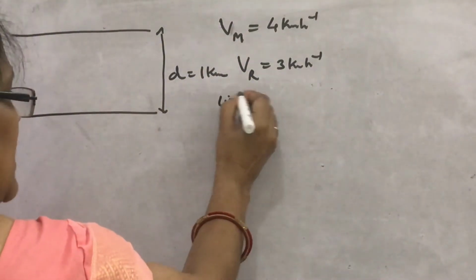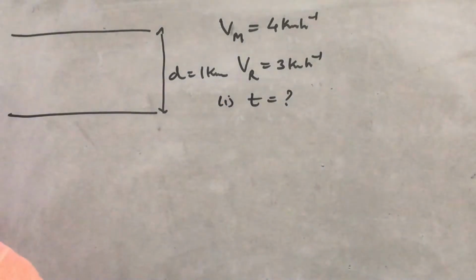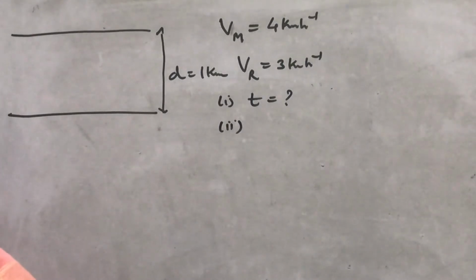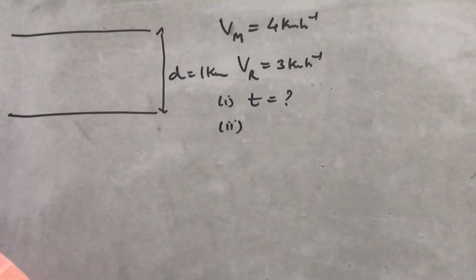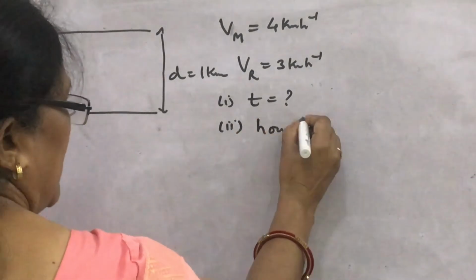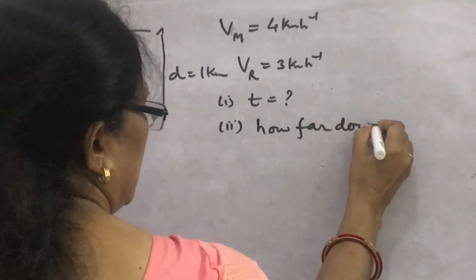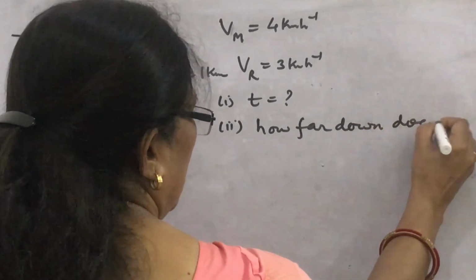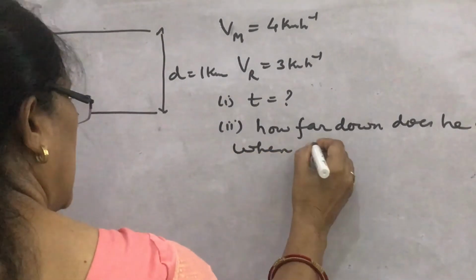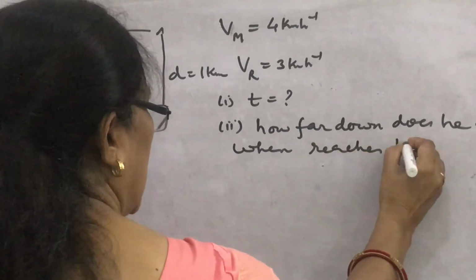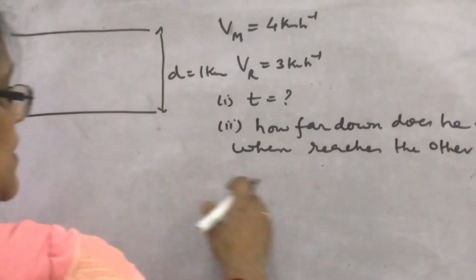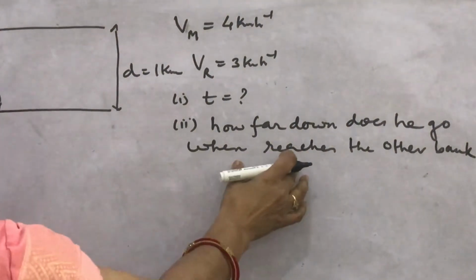In the first case, it is asked how long does he take to cross the river, and the second is how far down the river does he go when he reaches the other bank. I have written this line because this is called drift.